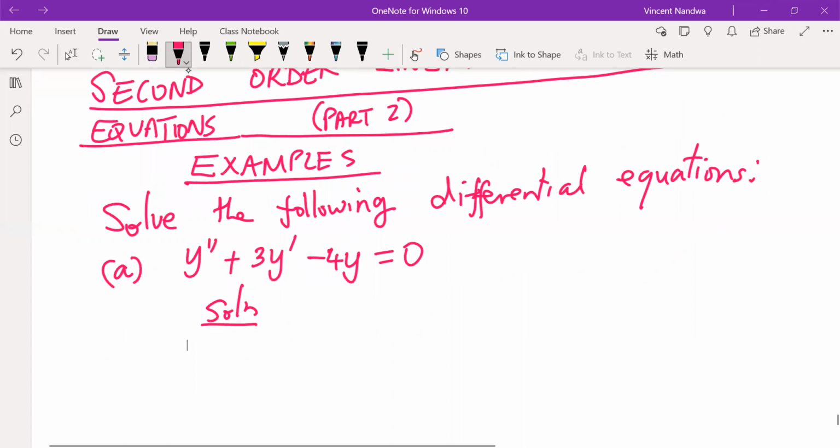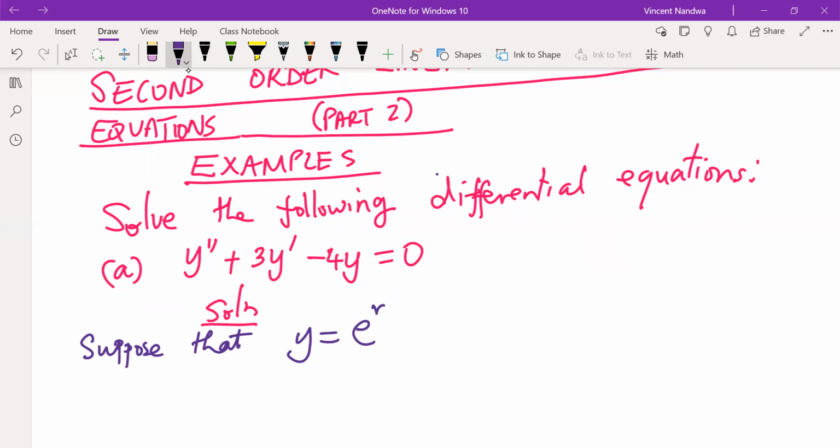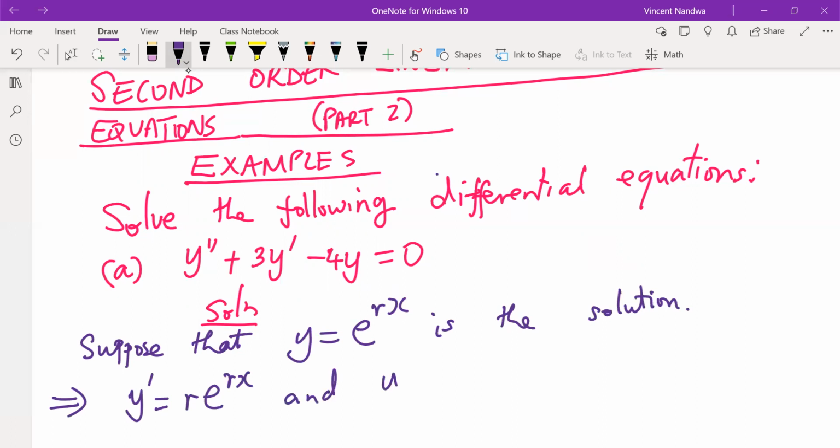So let's assume, suppose that y equals e raised power rx is the solution. So this means that y prime is r e raised power rx and y double prime is r squared e raised power rx.